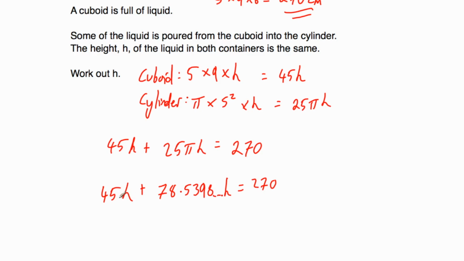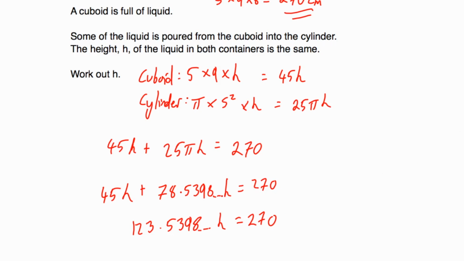So we've got 45 lots of h, 78.539 and so on lots of h, which is equal to 270. If we add 45 and 78.5 and so on, that tells us how many lots of h there are altogether. So 45 plus 78.539 is equal to 123.5398 and so on lots of h, and that's equal to 270. So that's an equation we just need to solve.